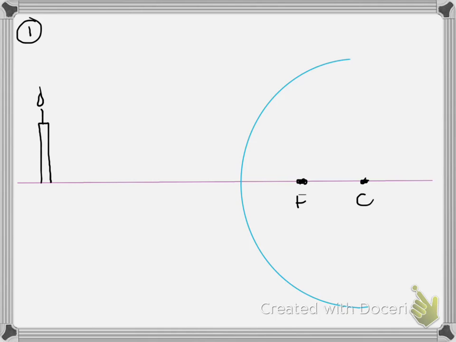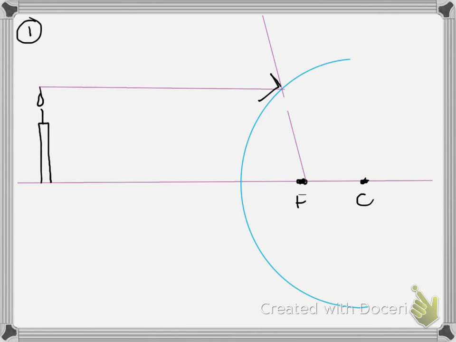So remember that your first ray, and I'll use the straight line drawer, goes from the object to the mirror. So that is an inbound ray. Well, then it reflects back through the focal point. So a line that connects the focal point to that point and keeps traveling.